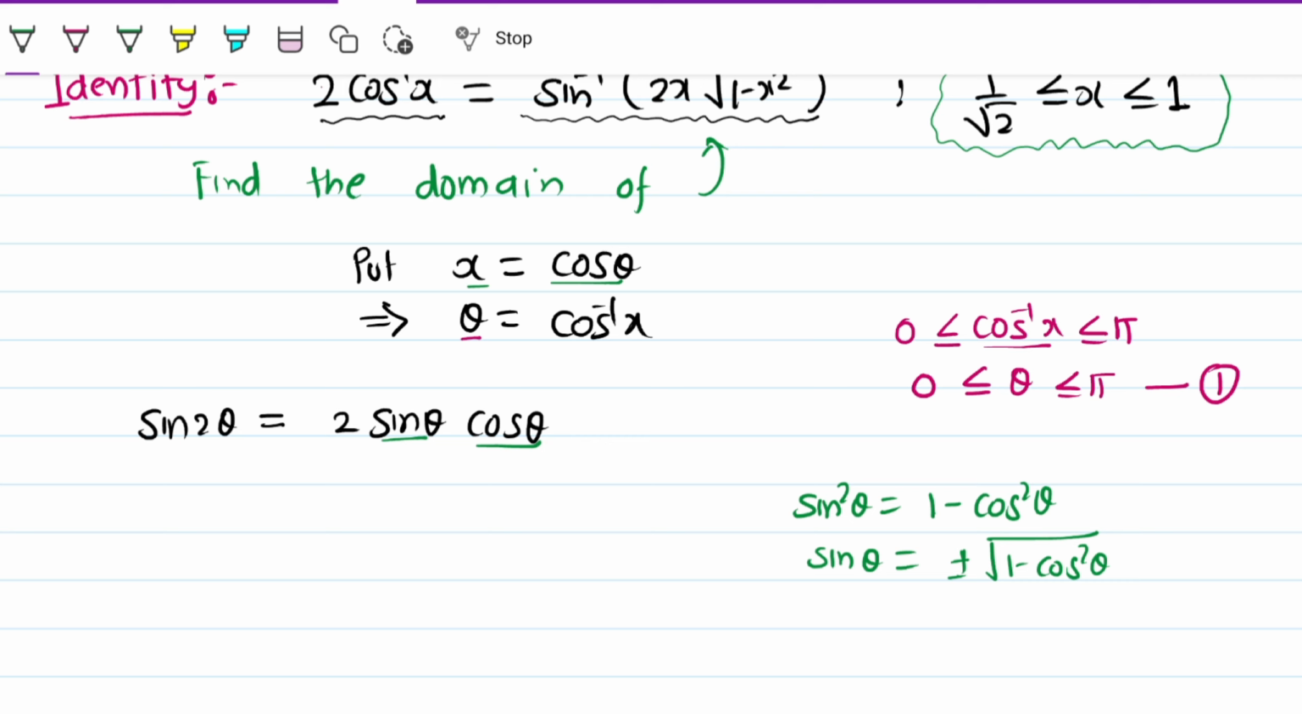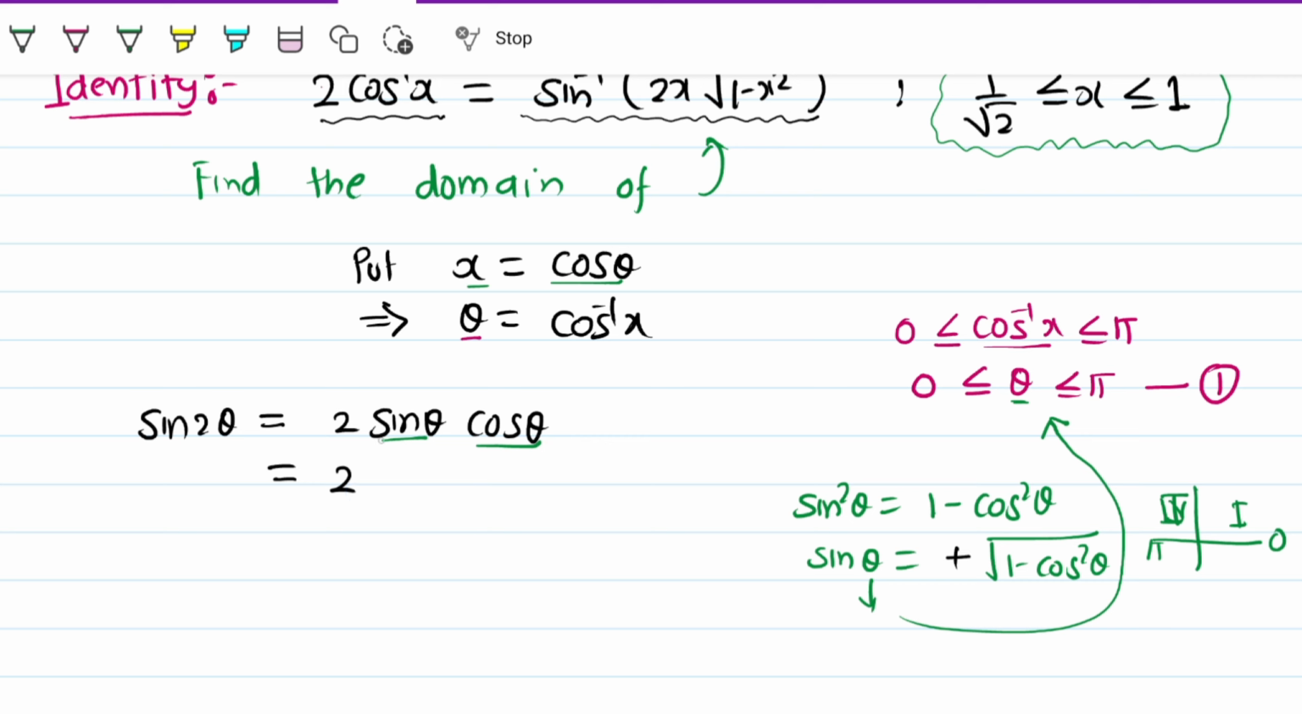Why so? Because theta is already given, theta is greater or equal to 0 and lesser or equal to pi. It means theta is either in the first quadrant or in the second quadrant, and in the first as well as in the second quadrant sine theta is positive. That's why we will be taking only the positive value. I hope this is clear, no doubt.